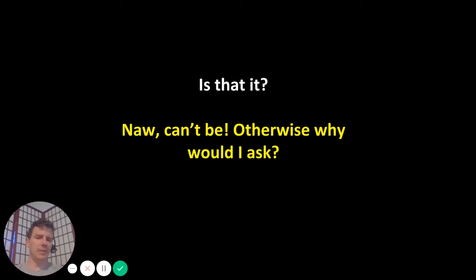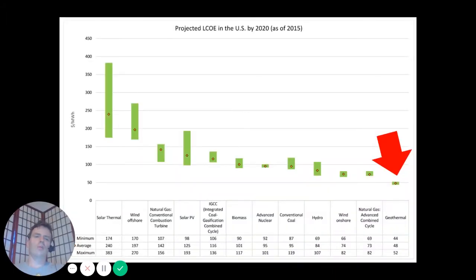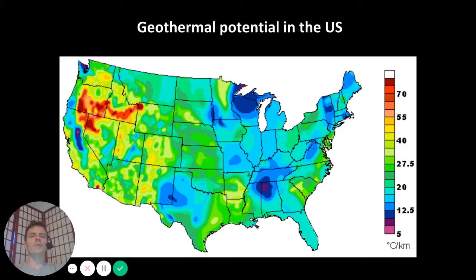Is it that simple? No, it's not, of course. Otherwise, why would I ask? So let's pick holes in that theory that utilities should just use the cheapest type of generation possible and build as much of that as they need in order to fulfill future electricity demand. So the cheapest possible generation here is actually listed as geothermal. So can utilities all over the United States build geothermal?